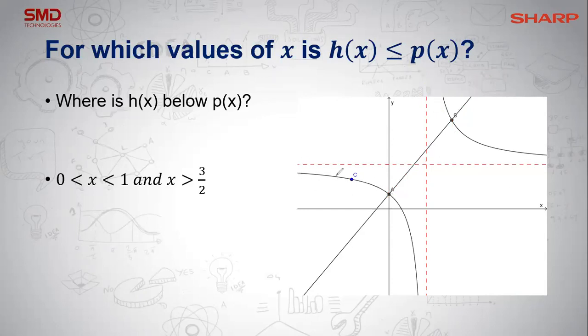You can see the hyperbola here is bigger than your straight line graph. And here your straight line graph is bigger than your hyperbola. But here it's not so obvious because you can't actually see the graph. So you need to know that this graph slides up all the way in order to pick out where it's bigger than the other graph.